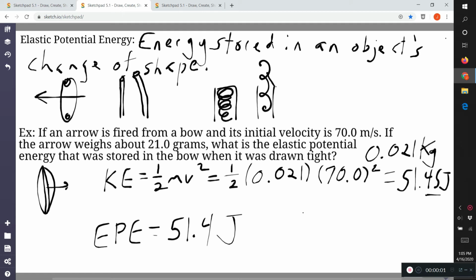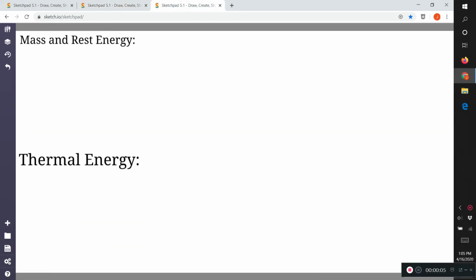All right, let's talk about two final types of energy. Before we get into these, I want to say these aren't the only types of energy; we're just going to avoid some. Like there's chemical energy, there's radiant energy from light, and we'll talk about some of those things as we get into topics specifically dealing with them.